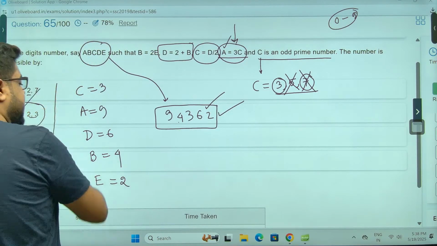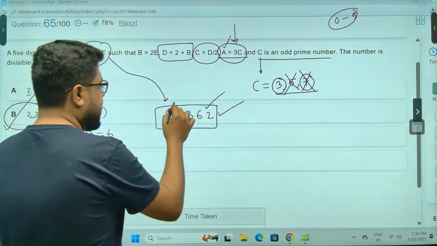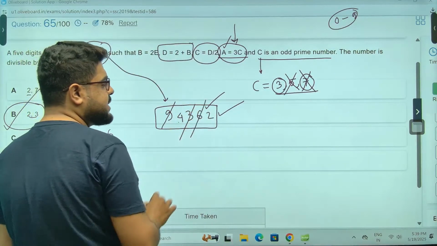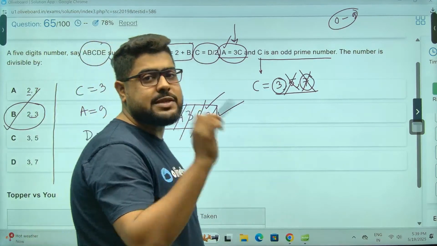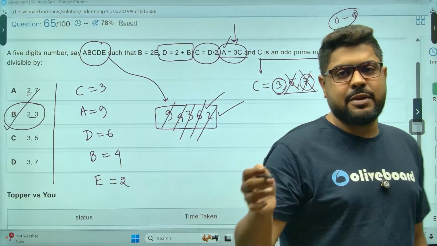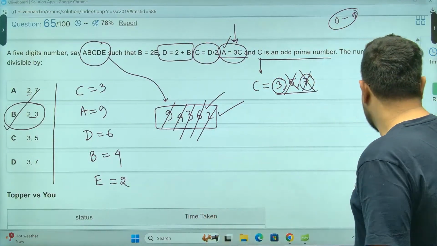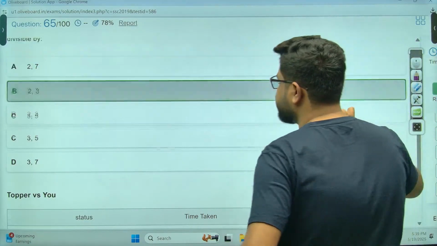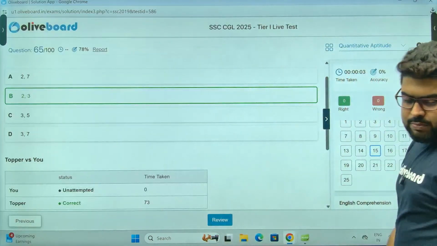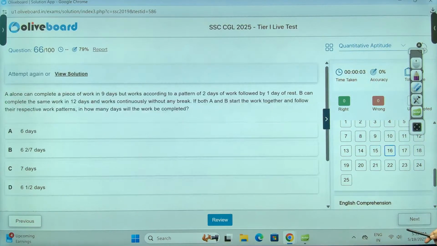I can get this 5. You see how? 9 is divisible, 3 is divisible, 6 is divisible. 4 plus 2, 6, that is also divisible by 3. So it is divisible by both 2 as well as 3. So the answer will be, sir, option number B. Option number B, sir. Not more than this.